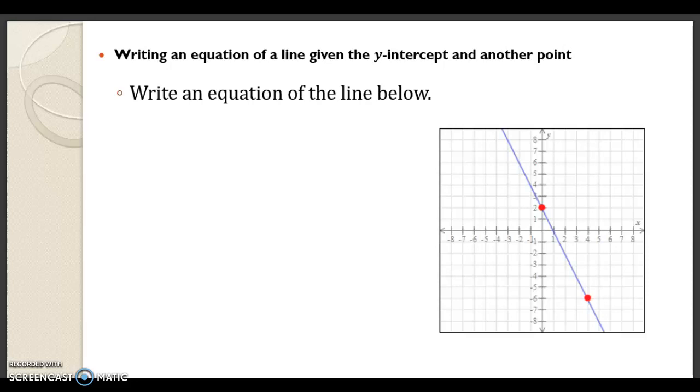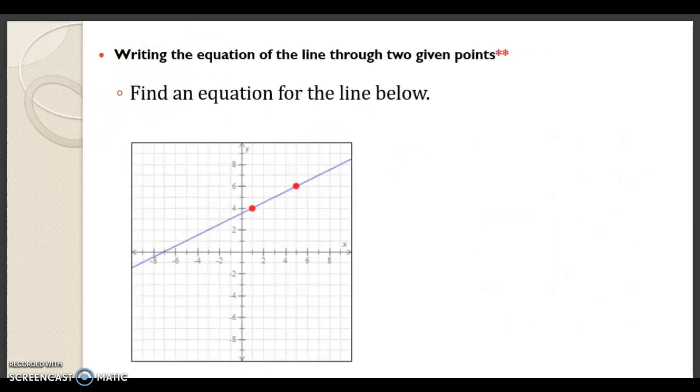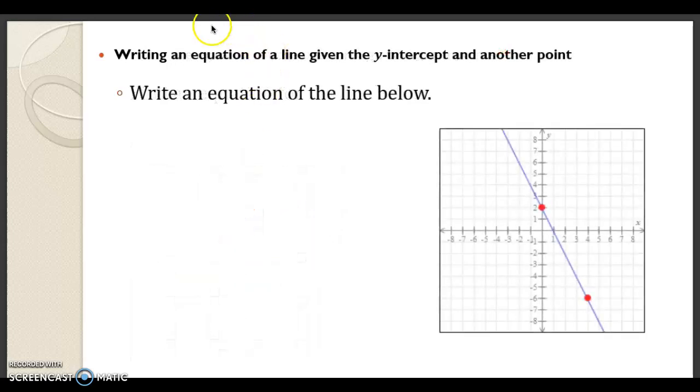In this video, we'll talk about the topic writing an equation of a line given the y-intercept and another point. So we're asked to write the equation that is given in this graph. We know the y-intercept is at (0, 2). So that point is there. So let's go ahead and write that out. And then we know we have another point at (4, negative 6).